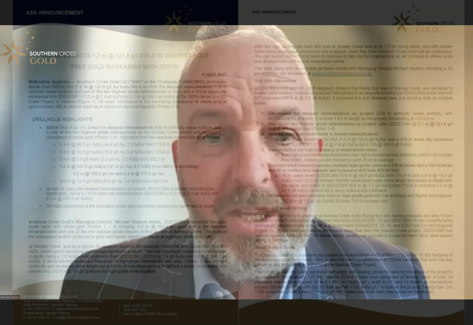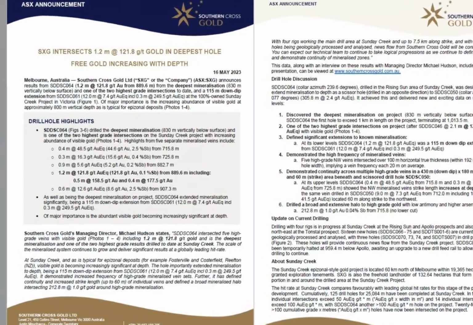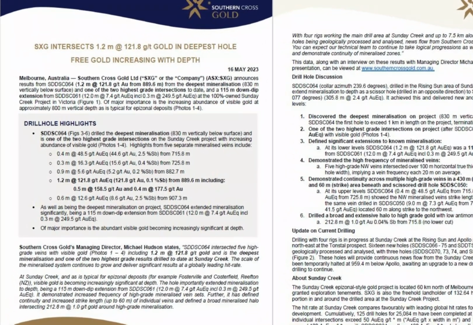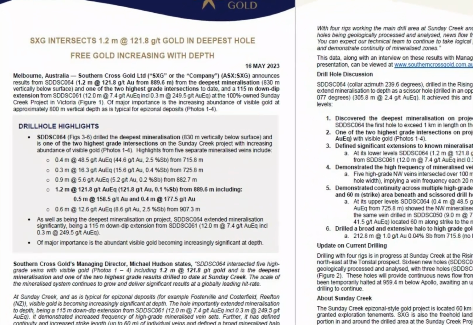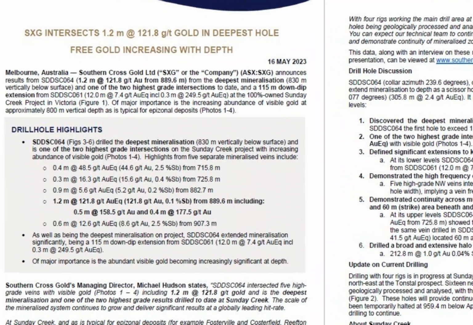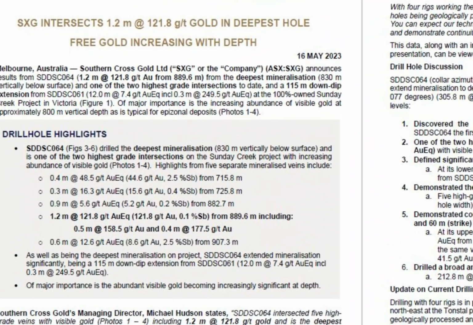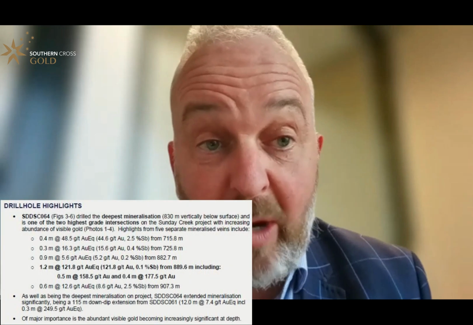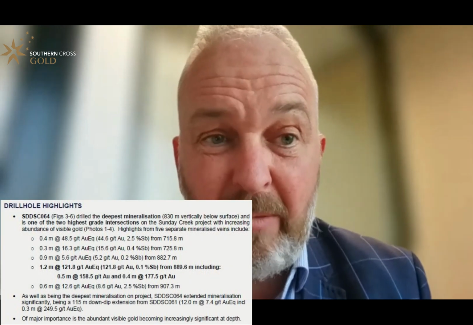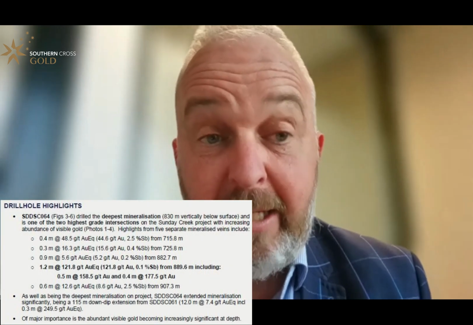This time we're reporting a single hole, the deepest hole on the property, hole 64, that went 1,013.5 meters. We've hit the second highest grade result on the property in the deepest mineralized intersection on the property. That's 830 meters vertically below surface. That result was 1.2 meters at 121.8 grams per tonne. So very high grade there.